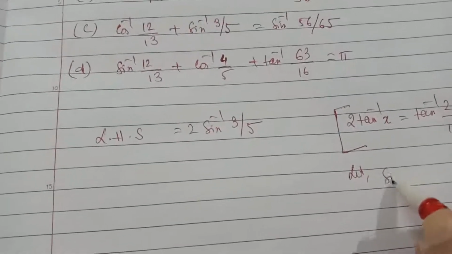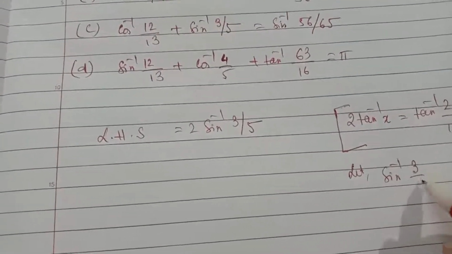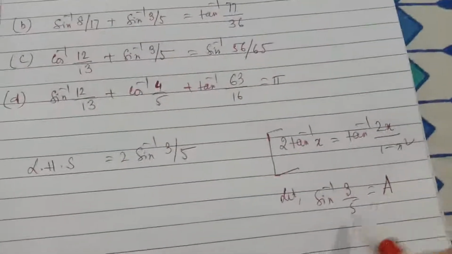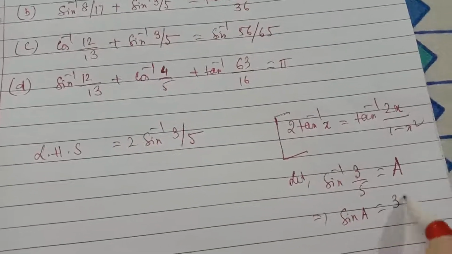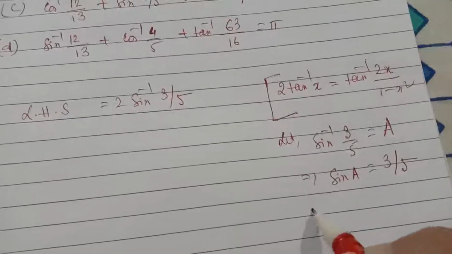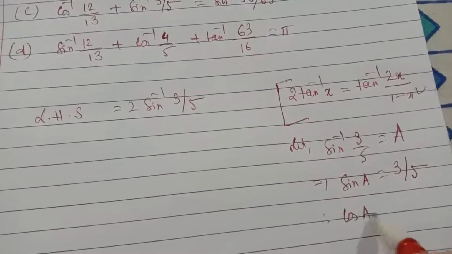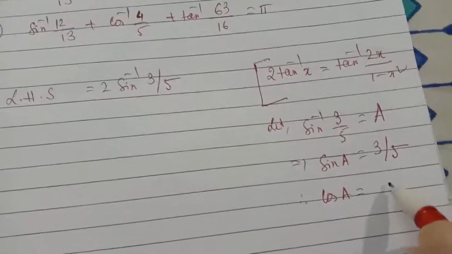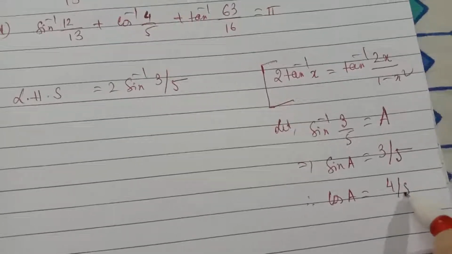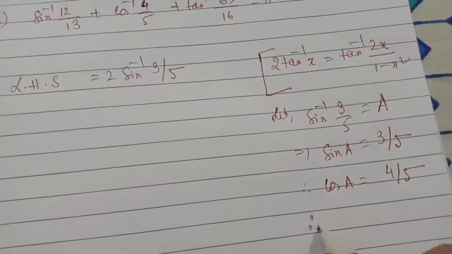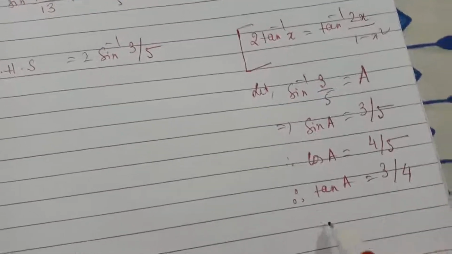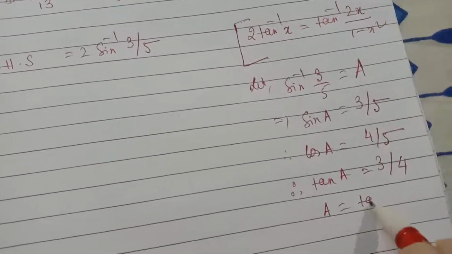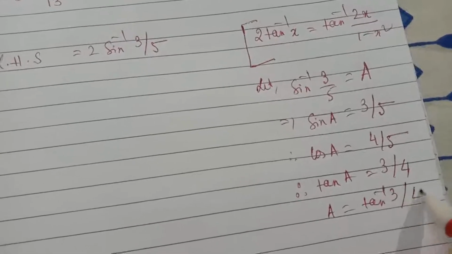Let sine inverse of 3 by 5 is equal to a. So in that case, sine a equal to 3 by 5. Cos a equal to root over 1 minus sine square a. So it will be 4 by 5. And tan a equal to sine by cos, 3 by 4. A equal to tan inverse of 3 by 4.